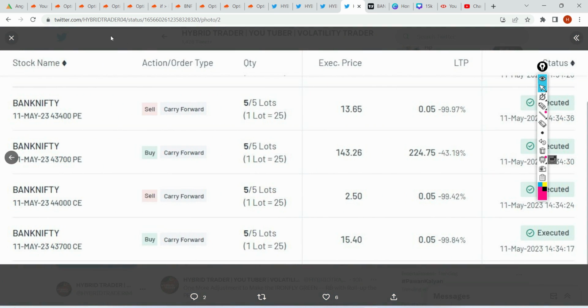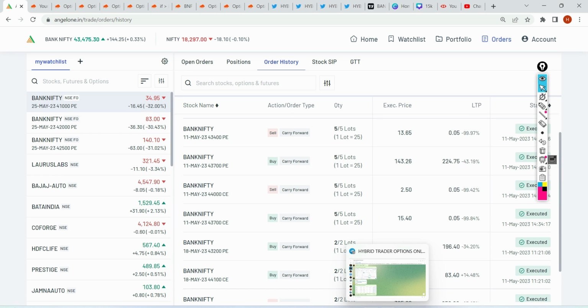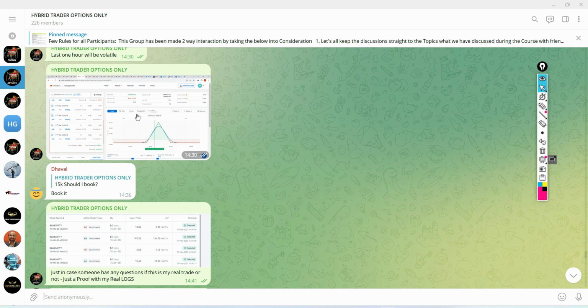This is my real log. Let me show you my real log also. See the same thing, 43,700, 43,700, 44,000, 44,000. Let me even show you in my private Telegram channel, guys.